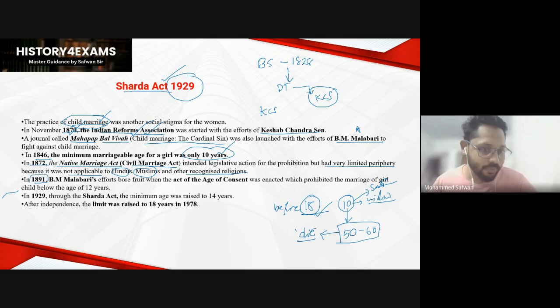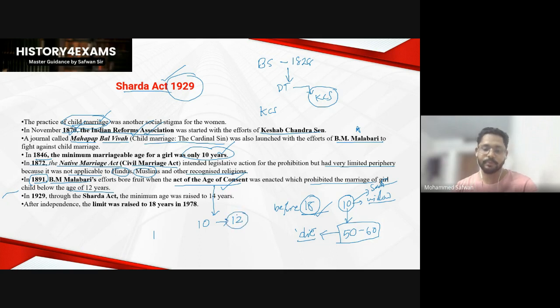Finally, in 1891, we have again B.M. Malabari, who made much effort. As we discussed regarding sati, we have Raja Ram Mohan Roy; for the widow remarriage act, we have Ishwar Chandra Vidyasagar. Similarly, for child marriage, we have B.M. Malabari. Due to his efforts and legislative pressure, the Age of Consent Act was passed, which prohibited the marriage of girls below the age of 12. The Age of Consent Bill simply raised the age from 10 to 12.